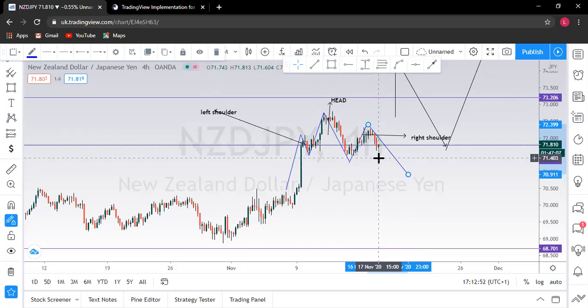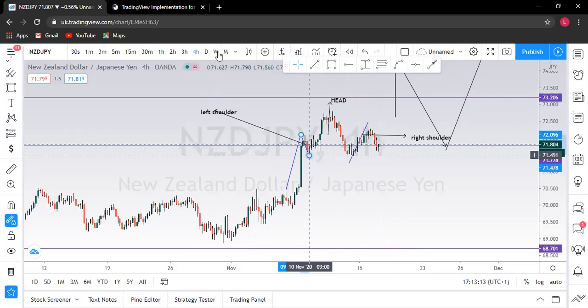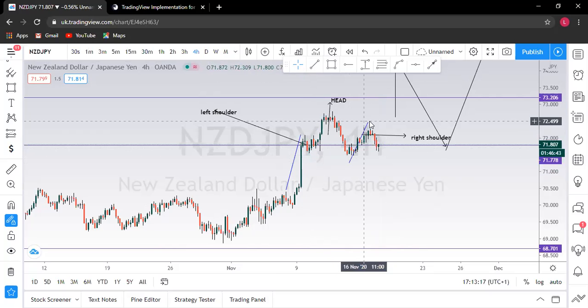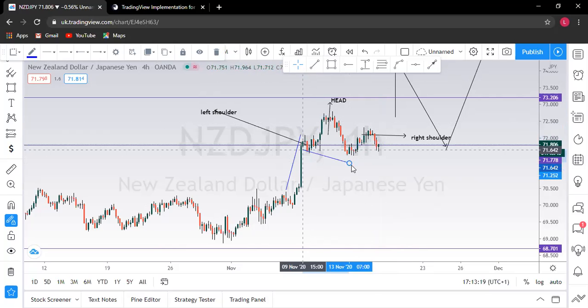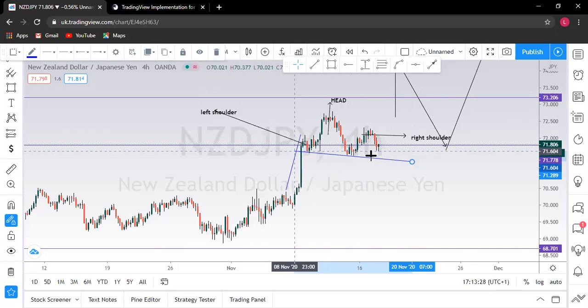But remember, while I was teaching the head and shoulder, I told you that market has to break the neckline. So in this case, this is the neckline. Let me pick out the neckline for you. In this case, this is the right shoulder. You join the right shoulder to this. So now this blue line is the neckline.